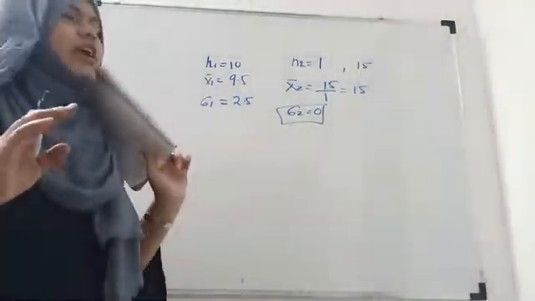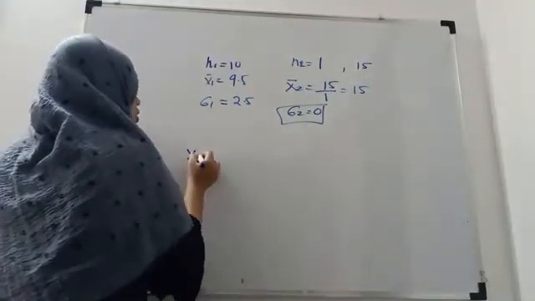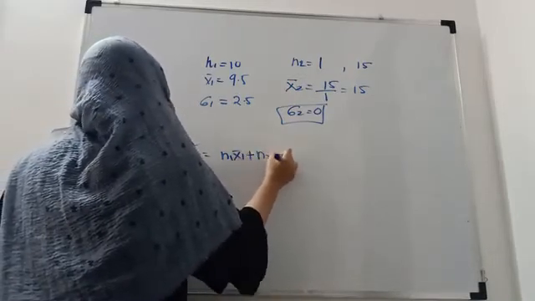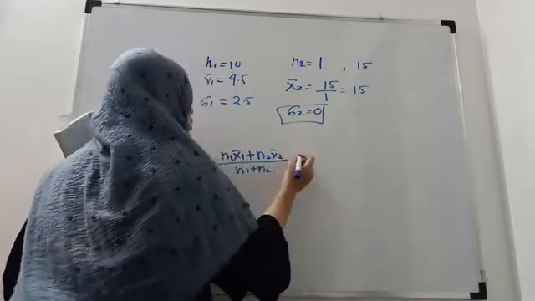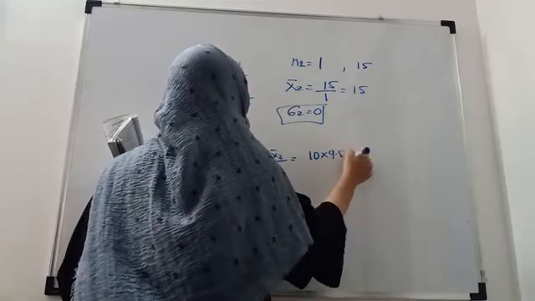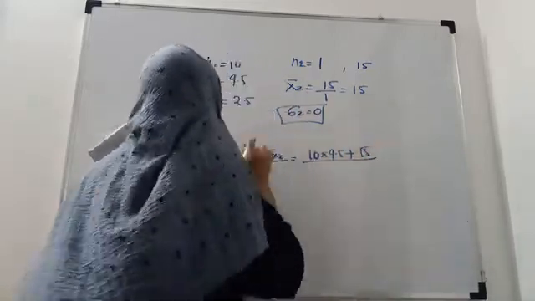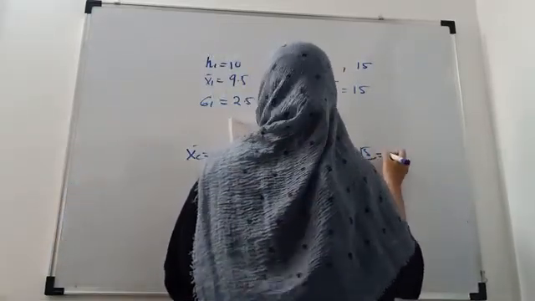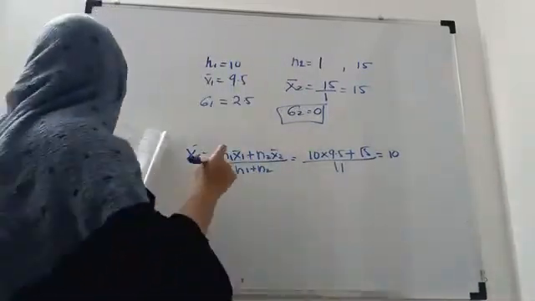Now we can find out the arithmetic mean for the combined group and the standard deviation. So for the combined group, it is n1 x1 bar plus n2 x2 bar divided by n1 plus n2, which is equal to n1 is 10 into x1 is 9.5 plus n2 is 1, x2 is 15, divided by n1 plus n2, 10 plus 1 is 11. Okay, so its answer is equal to 10. If you do this on the calculator, you will get the answer as 10.